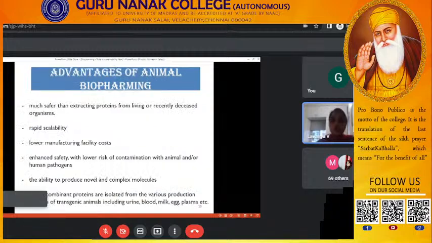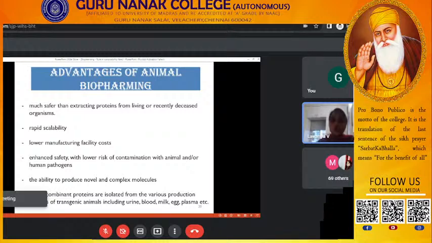So it is much safer than actually extracting the proteins directly from living or recently dead organisms. And the scalability is also really rapid. So if we have to go for mass production, it can be done at a very quick rate. The manufacturing facility cost is really less compared to the traditional methods. And the safety is also high because there is very little risk of cross-contamination with animal or other human pathogens.